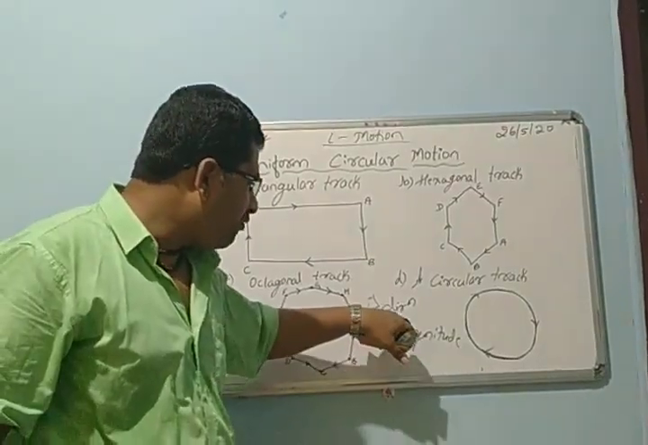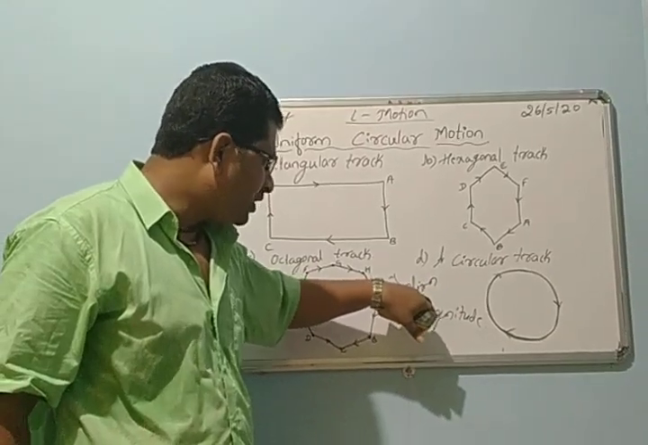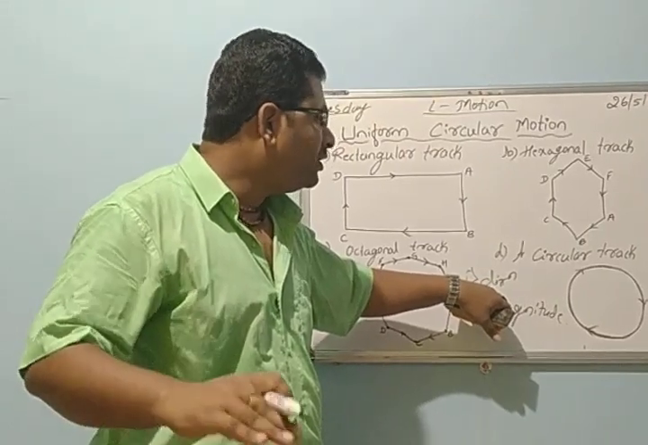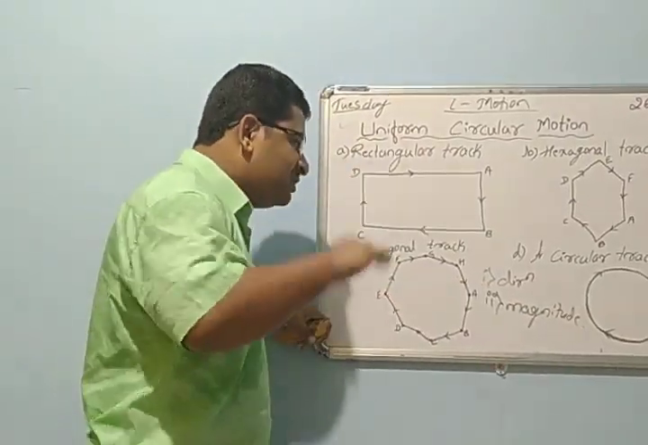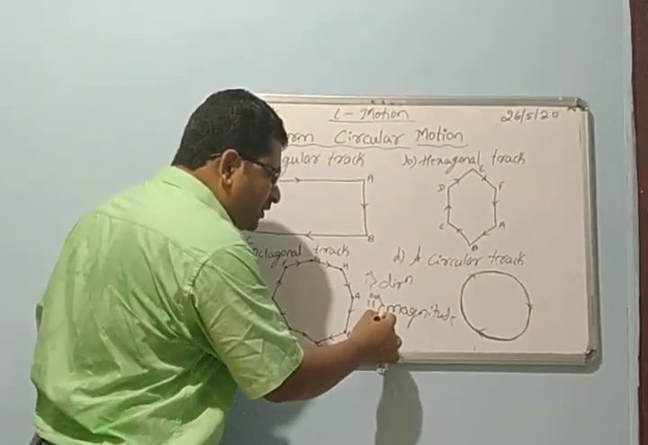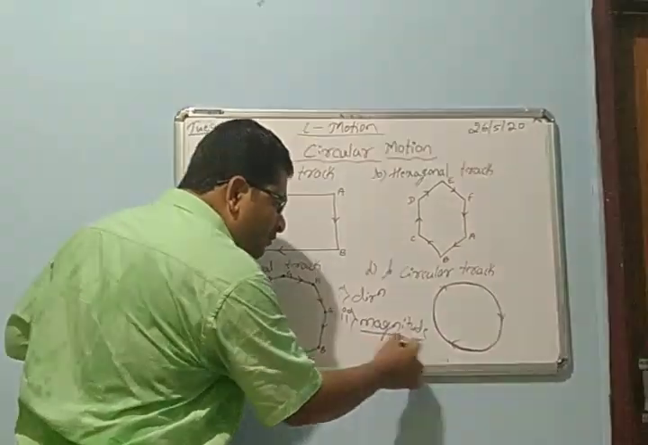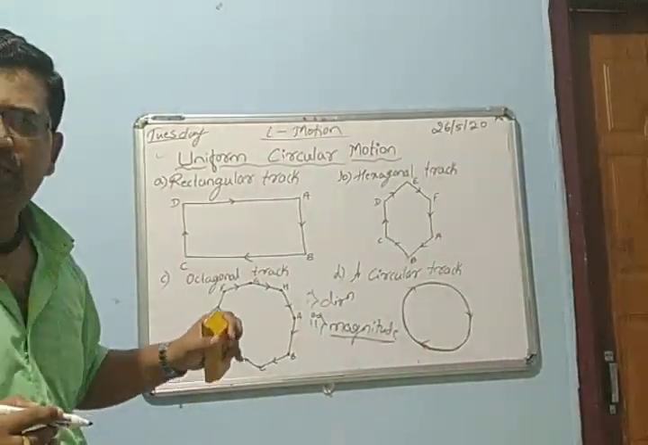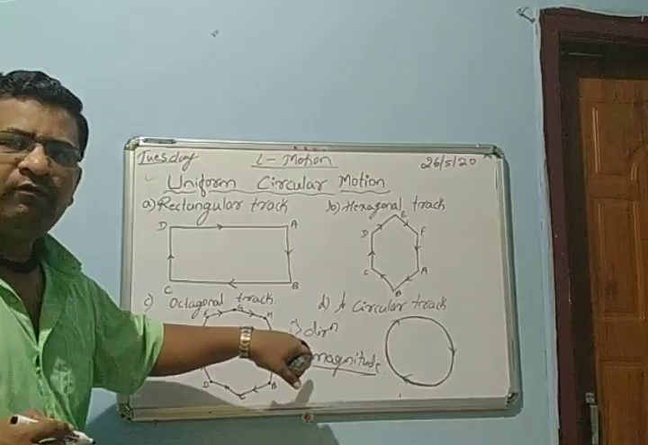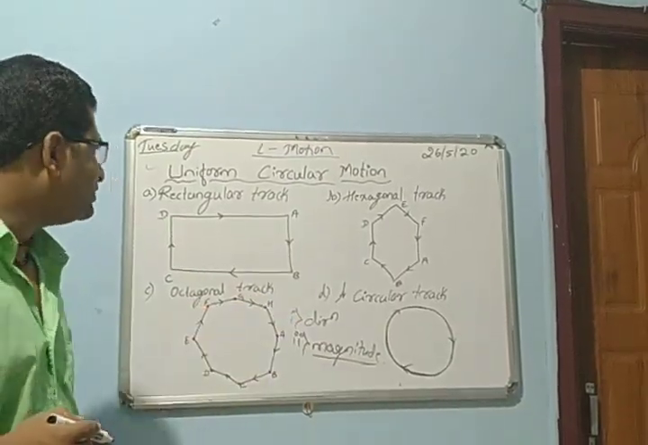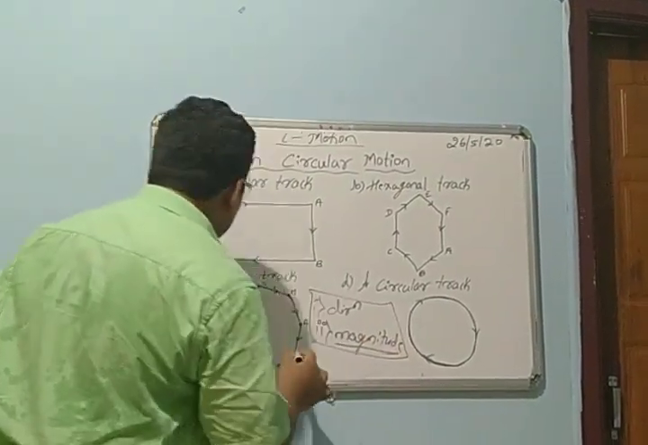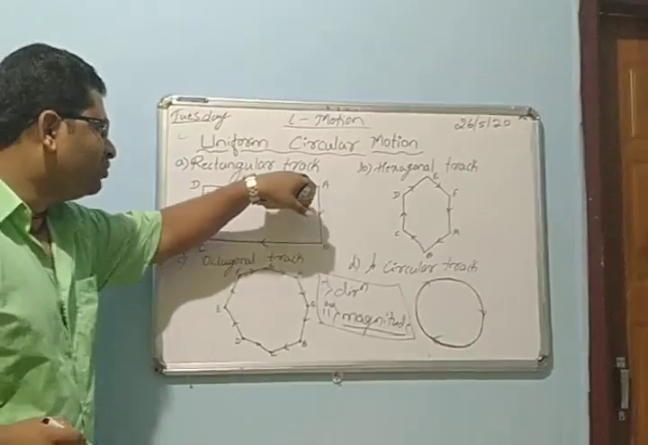When the direction of motion of the object needs to change, then it has to accelerate. That means the velocity has to increase or decrease. And the second one is when the magnitude of the velocity changes. At that time there is a need for the object to accelerate. So now let us take the rectangular track of motion of an object.